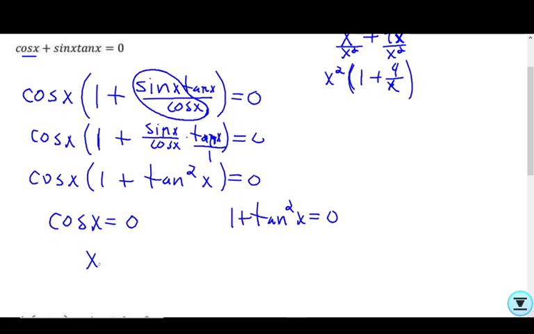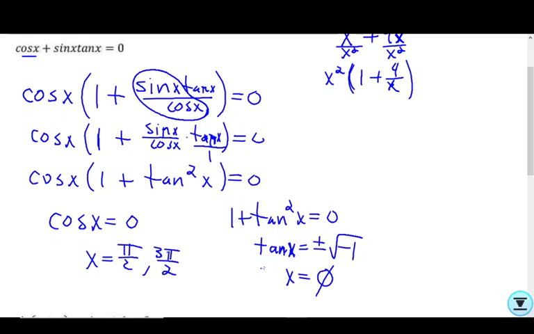My solutions for the first one are pi over 2 and 3 pi over 2. And for the second one, I end up getting tangent x equal to plus or minus the square root of negative 1, which means from this one there are no solutions, because those are imaginary solutions. We can't take the square root of a negative. So that's plus or minus i, and there are no solutions to that one.